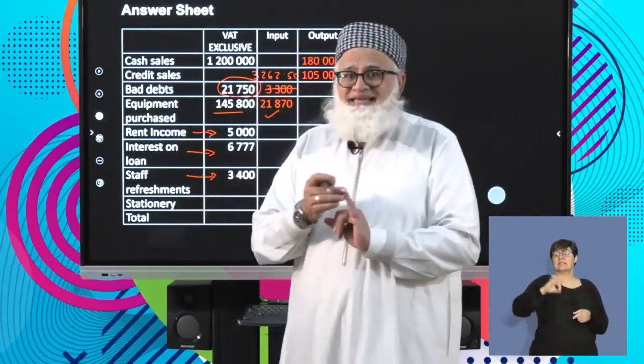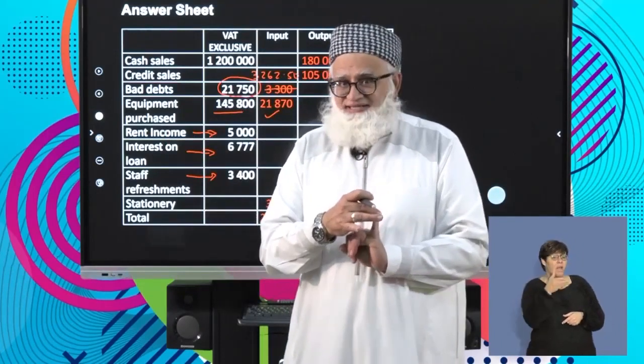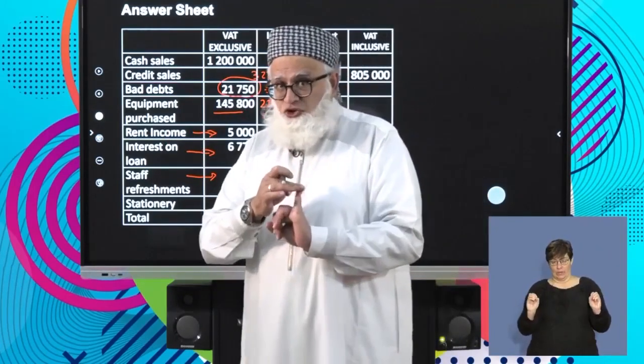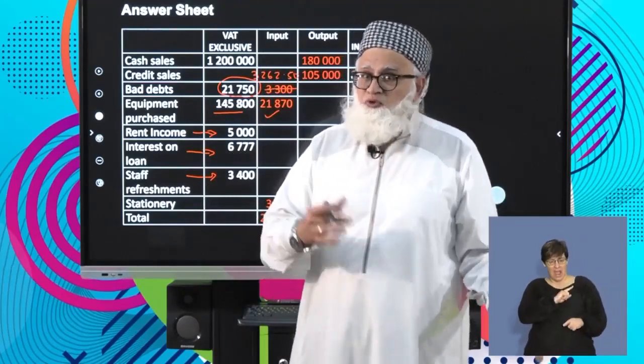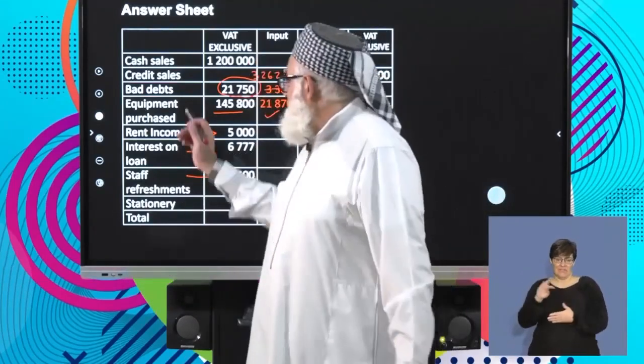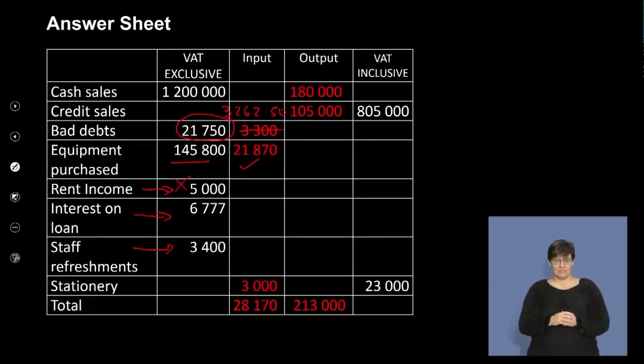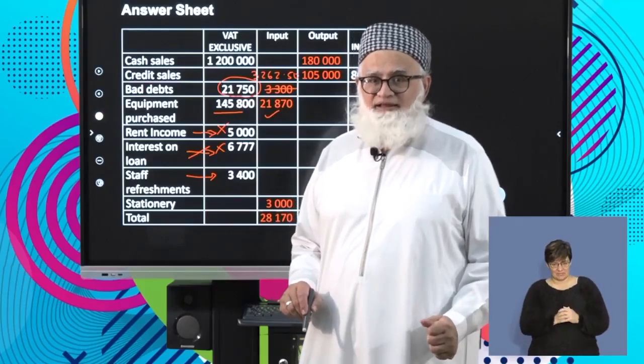Firstly, rent income is not subjected to VAT. So clearly this is given to you to test your knowledge to see whether it is included as input or output. Definitely you can see that it does not feature as far as my VAT calculation is concerned. Number two, interest on loan, again, no VAT on it because it's a financial transaction which is tax exempt. So therefore it will not be part of my VAT calculation.